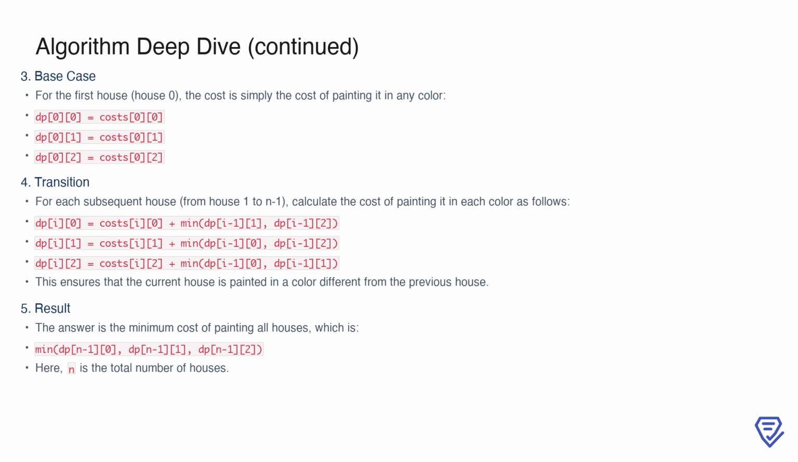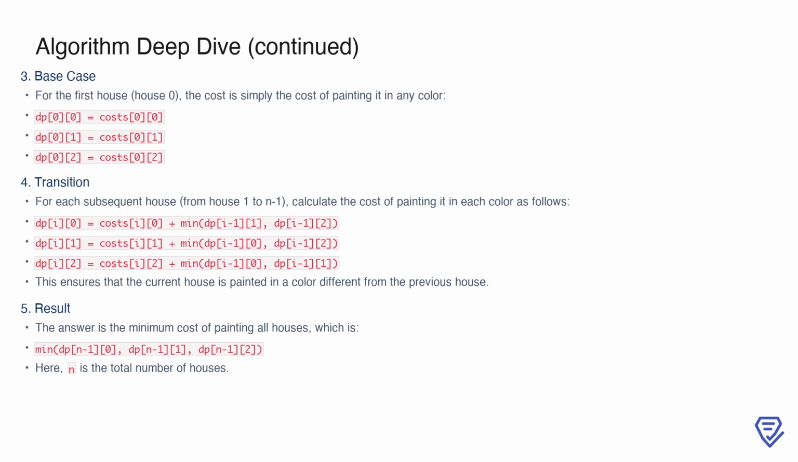From there, we calculate the costs for the subsequent houses using the recurrence relation. For any house i, the cost of painting it red is the cost of painting it red plus the minimum cost of painting the previous house either blue or green. Similarly, the cost of painting it blue depends on the minimum cost of painting the previous house red or green, and for green, it depends on red or blue. This ensures that no two adjacent houses are painted the same color.